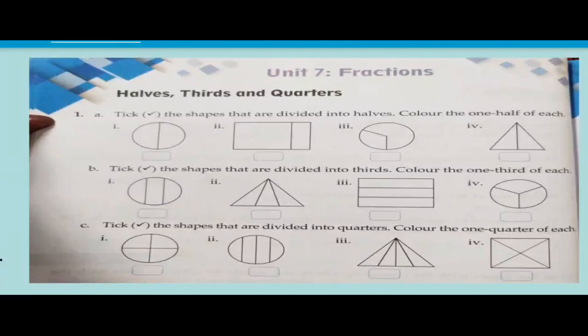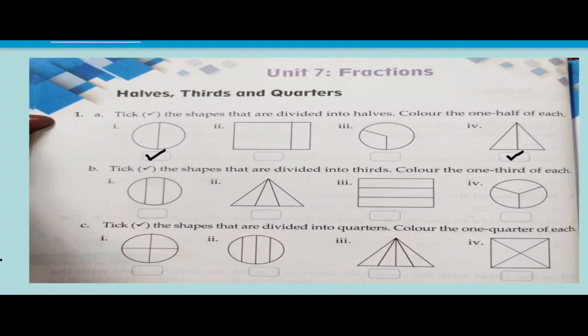Children, in this topic we have to take the shapes that are divided into halves. You can easily determine this one, and you have to color the 1/2 of each. I will just take the shape. Your home assignment is that you will color the shape. First, it is equally divided into half. The first shape is a circle, you can see. The second shape is not equally divided. The third shape is also not equally divided. The fourth shape is equally divided into half. So I am going to take it.